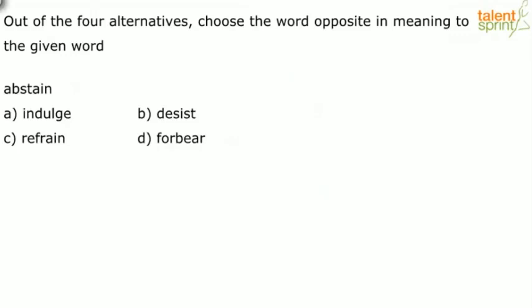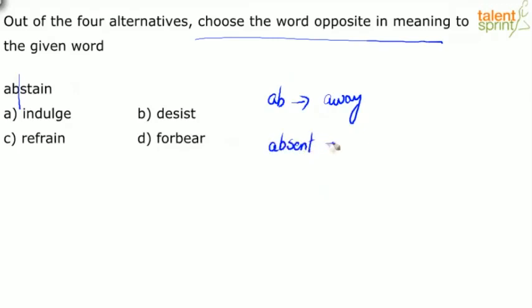Again, we are looking at the opposite. How can I quickly dissect this word? What's the obvious prefix here? AB, right? That's the obvious prefix. Now, AB as a prefix means away, right? So, if I look at a couple of words that start with AB: absent. When will you be absent? When you're not there, away from a place, right? Abduct. Abduct means to kidnap, carry off by force. So somebody takes you away from wherever you are, right?